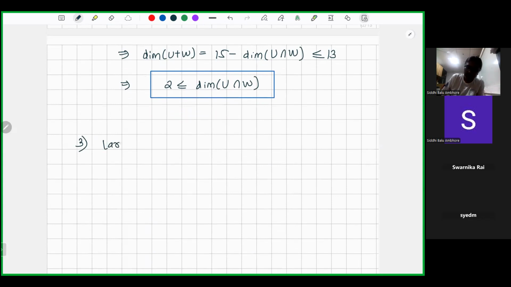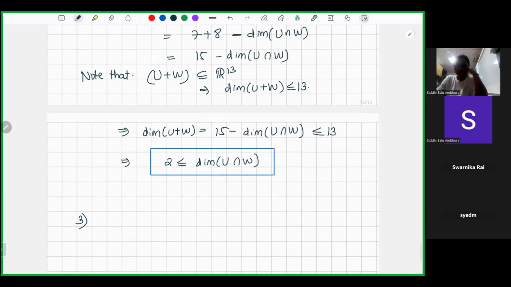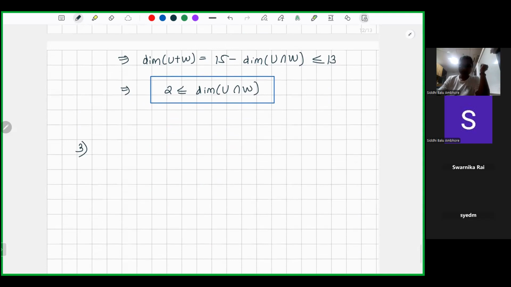So the largest possible... Can you just say the small difference between plus and union here? I just missed it. Plus is simple plus, without intersection. Yes, yes, okay.